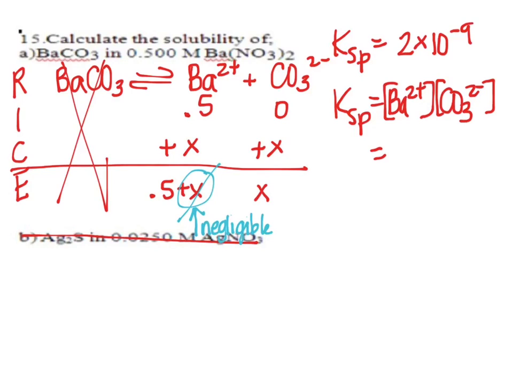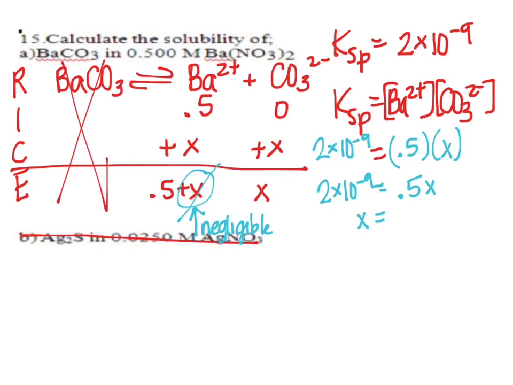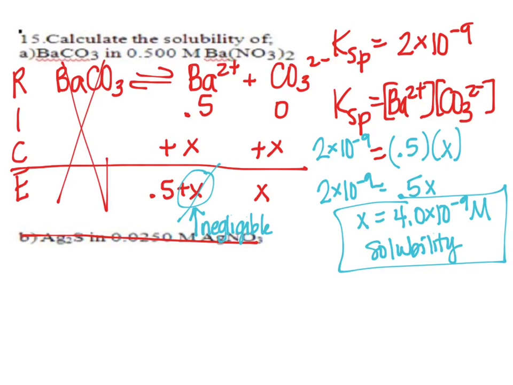So now we can substitute everything into our expression. 2 times 10 to the negative 9 equals barium, which is 0.5, times X. And we can solve for X. It comes out to about 4.0 times 10 to the negative 9 molarity, and that is our solubility. Because we know that X is very, very small, we can get rid of that X in the equation to keep us from going to a quadratic.